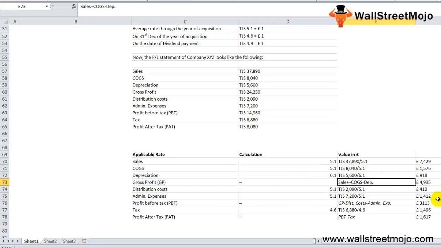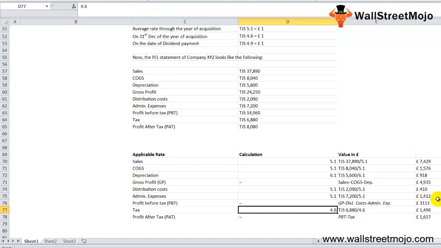Now gross profit is just sales minus cost of goods sold and depreciation, right? The distribution cost over here will be recorded again at the average rate. Admin expenses will also be recorded at the average rate. Profit before tax is just the deduction of all the details. This is very important.